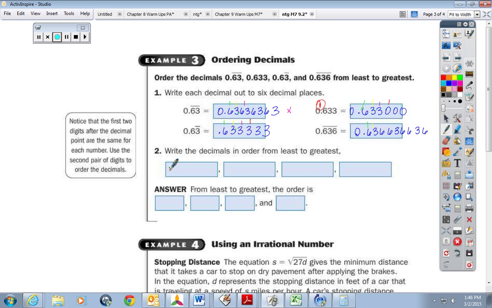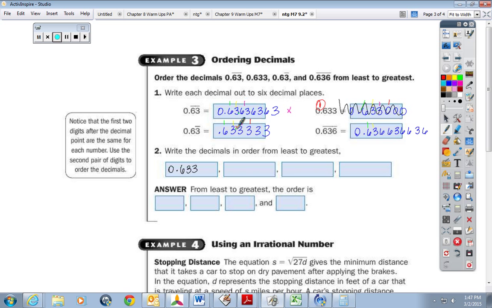0.633. That's the original. So now I can cross this one off because I know that's number 1. Now I'm going to go back to the next two that I was comparing. The next two I was comparing was right here. So the 6 and the 6 were the same, the 3 and the 3 were the same, and then when I got to the third digit, I got 6 and then 3.